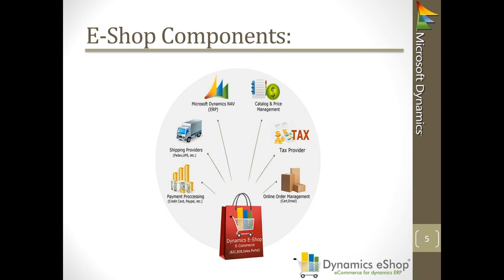And quickly, just a quick glance at other products that we offer, like the connectors to Magento. If somebody is using Magento, we have a connector for that. We have a connector to Amazon and eBay, so we can basically push and pull products and orders from Amazon into NAV, and the same thing from eBay.